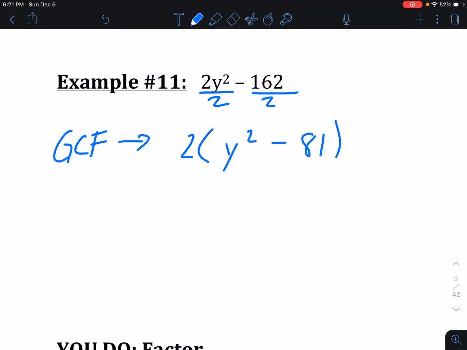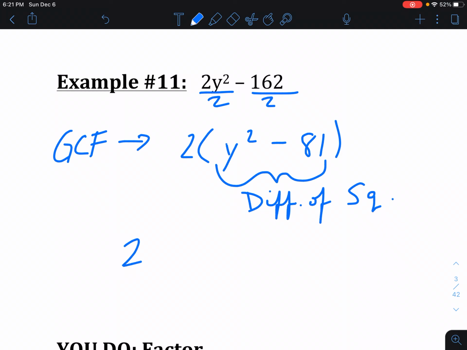Notice what that looks like now. This guy here is a difference of squares. So we're going to bring down our 2, and then our y squared minus 81 is going to break up into two parentheses. The y squared breaks up into the y's. We need our plus minus, and the square root of 81 is 9.